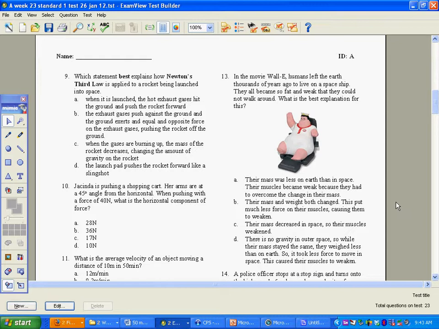Okay. Stop for just a second, okay? Can somebody tell me what are some key words that tell us that number 13 is D? Mass stayed the same. Okay, keywords, mass stayed the same. So we could have eliminated, tell us why we would eliminate choices A, B, and C. Because the mass is changed. Okay, so that one was kind of a gimme, right? All right, especially since we had it before. All right, Jacinda is pushing a shopping cart.